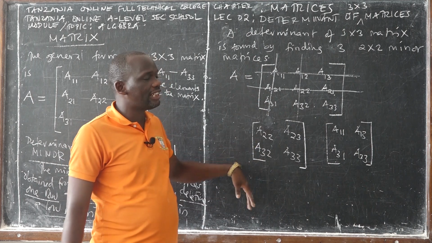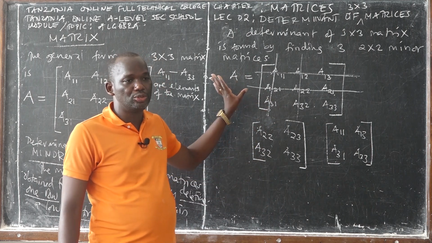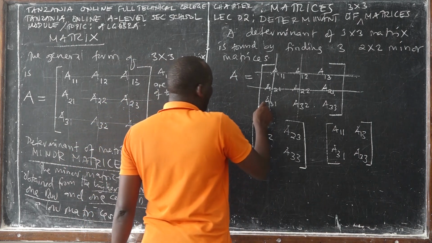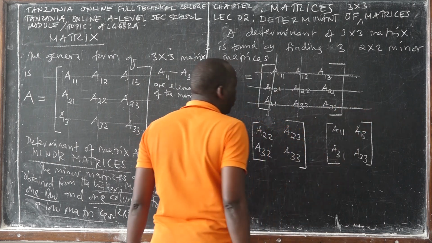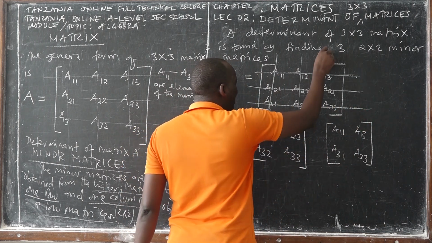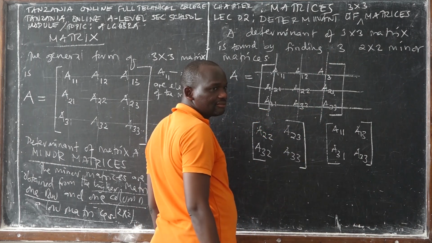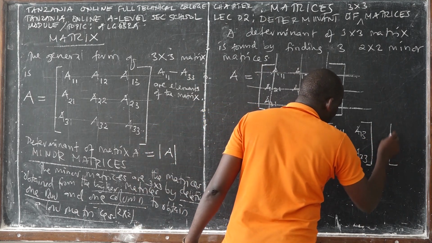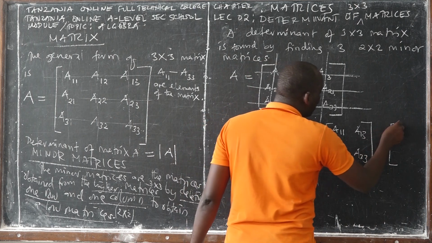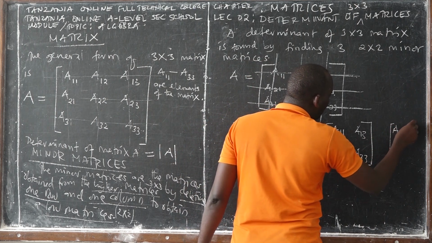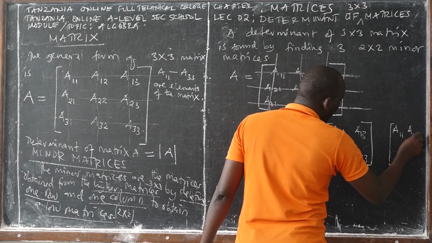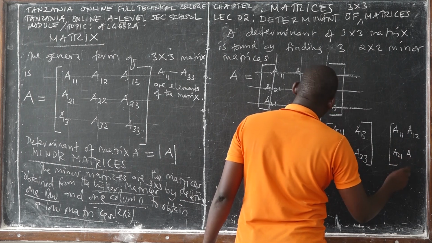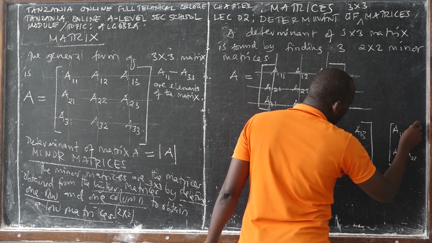Yes. Right now we are using letters, but later we'll be using numbers and variables. We may also find a minor matrix by deleting the third row. That's why you have to listen and understand, and say the row and say the column. How many minor matrices do you have? And so all the elements that we have: A11, A21, A12, A22.